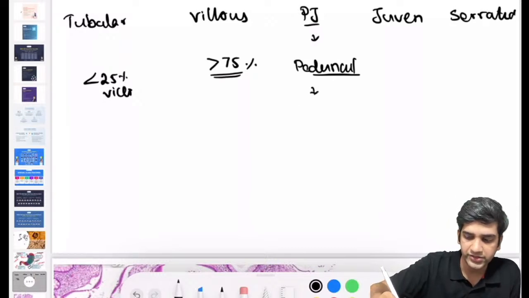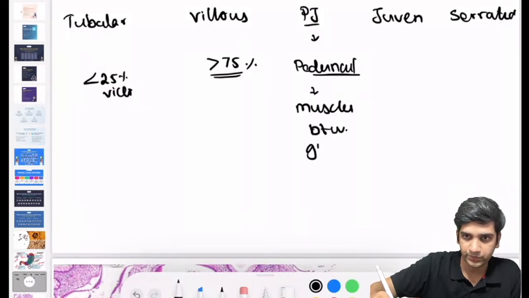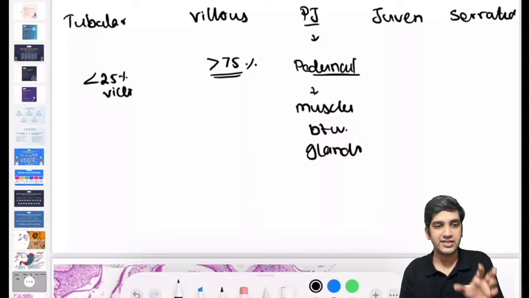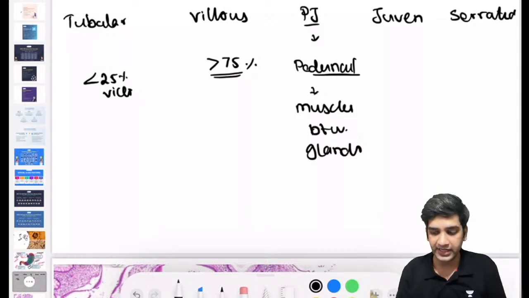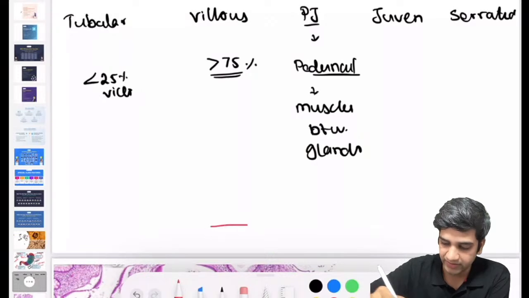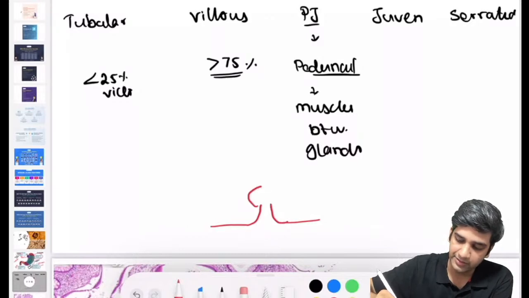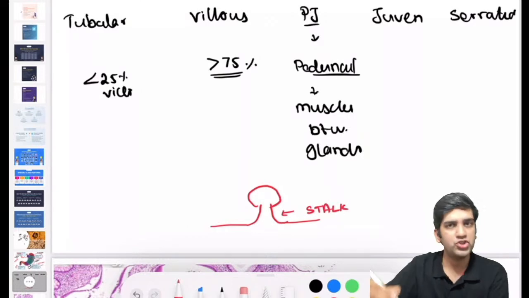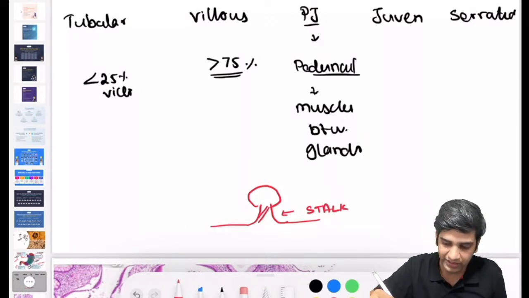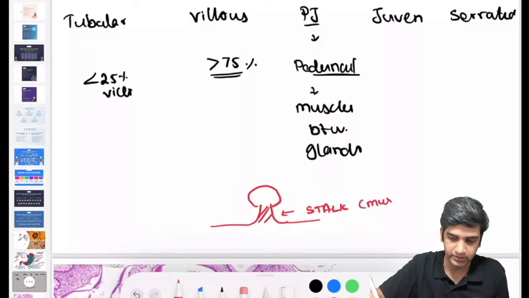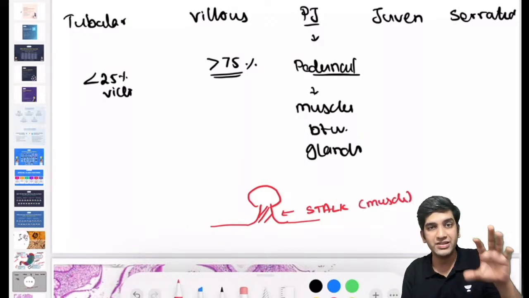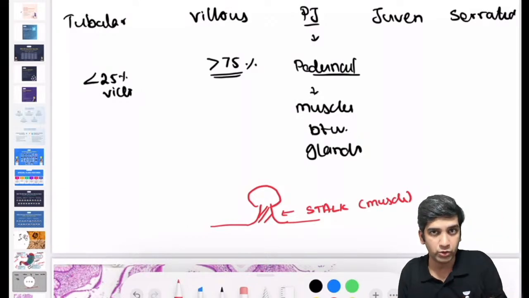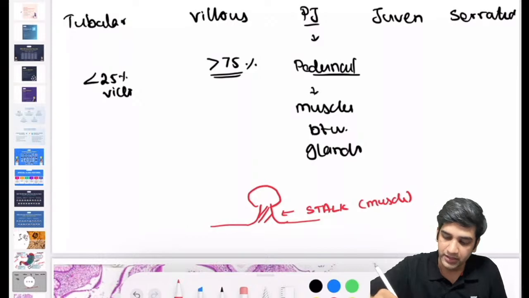Peutz-Jeghers polyp, the way to identify it is, you'll have muscle layers between glands. When you have muscle layers between glands, again not in the stalk, you have to be very, very careful in identifying that. Let's assume that this is my intestine, the flat mucosa of the intestine. I'm having a stalk here, and then I'm having a polyp here, right? In this stalk, for any polyp, be it Peutz-Jeghers or tubular, whatever it is, this stalk will have muscle because the stalk is made of muscle, right? So this muscle, I should not mistake for Peutz-Jeghers muscle. In Peutz-Jeghers polyp or syndrome, the muscle will be seen here.